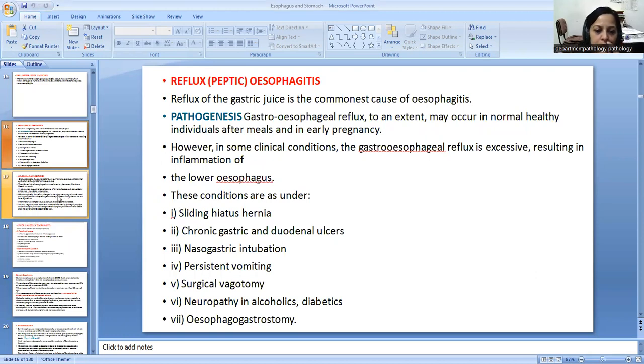reflux esophagitis. Reflux of gastric juice is the commonest cause of esophagitis. Pathogenesis: gastroesophageal reflux, to an extent, may occur in normal healthy individuals after meals and in early pregnancy. However, in some clinical conditions, the gastroesophageal reflux is excessive, resulting in inflammation of the lower esophagus. These conditions are as under: sliding hiatus hernia, chronic gastric and duodenal ulcers, nasogastric intubation, persistent vomiting, surgical vagotomy, neuropathy in alcoholics, diabetics, and esophagogastrostomy.